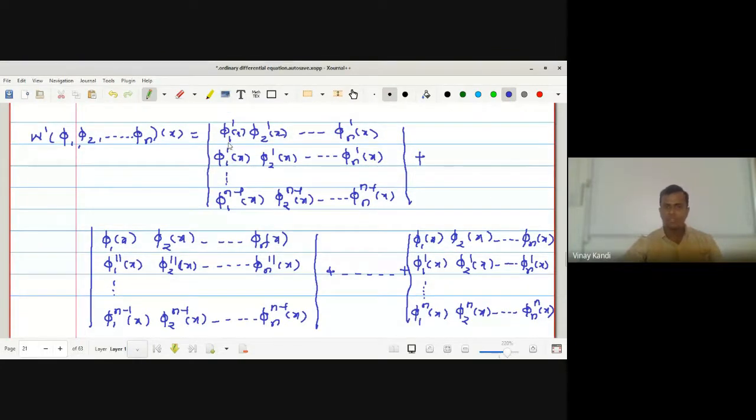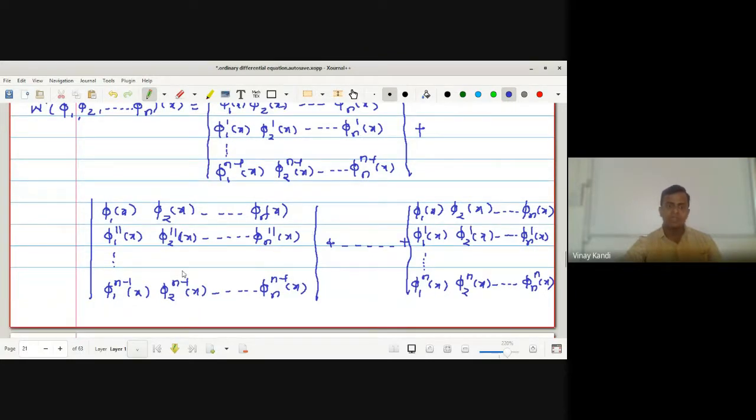For each determinant, first in the first determinant we differentiate the first row. In the second determinant, we have to differentiate the second row. In the third determinant, we have to differentiate the third row. At last, we differentiate the last row. Okay, so here we get phi 1 raised to n of x, phi 2 raised to n of x, up to so on, phi n raised to n of x.